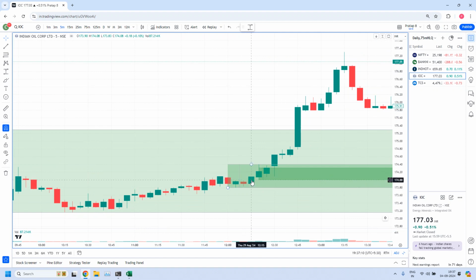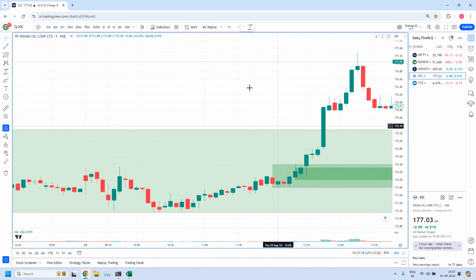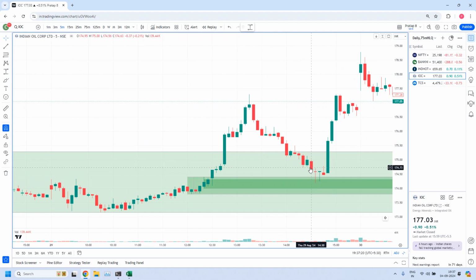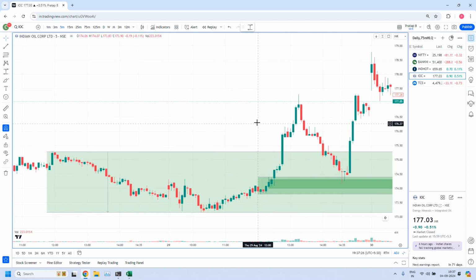So we have a rally candle, 2 base candles, and again a rally candle, ERC candle. This is the fine tuned 5 minute zone. And this fine tuned 5 minute zone is already tested. Because it is already tested, this zone is no more a valid zone for planning our trade.